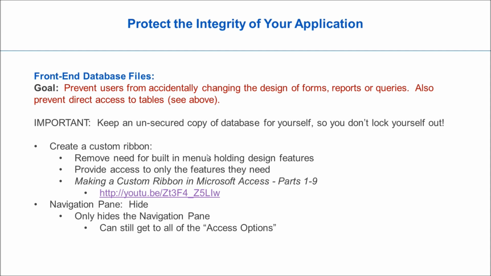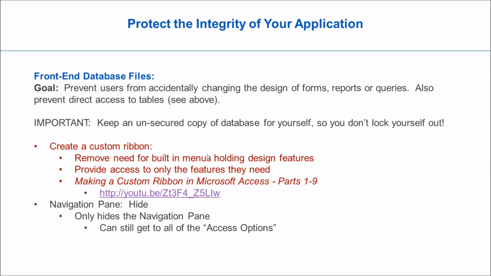Now, before you do any of the things we're going to discuss here, we want to make sure that you keep an unsecured copy of your front end for yourself, for you to do your development work in. Because if you do all these things, you can lock yourself out of the design features. So the way I do this is I keep a copy on my machine that I did my development work in. And then when I begin to secure it, I make a copy of that database, put it in a new folder, and then secure that copy, and then go and do my deployment.